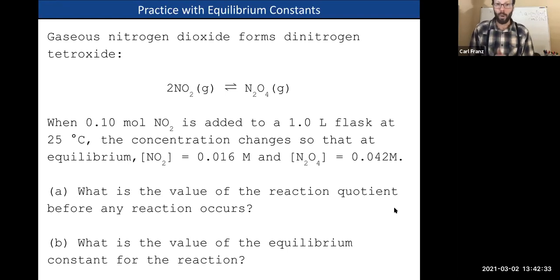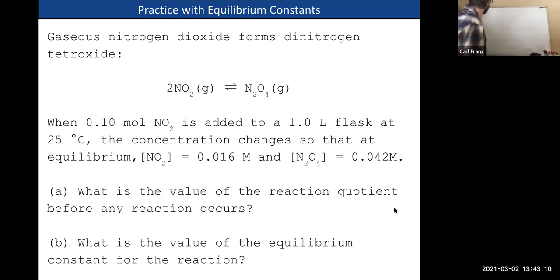What is the value of the reaction quotient before any reaction occurs? So reaction quotient is Q. See if you guys can set that up. You would put product over reactant. And then what is the value for the equilibrium constant K for the reaction? The first one I think might be a little misleading, so I'm going to go over that one and then I'll let you guys do the second one.